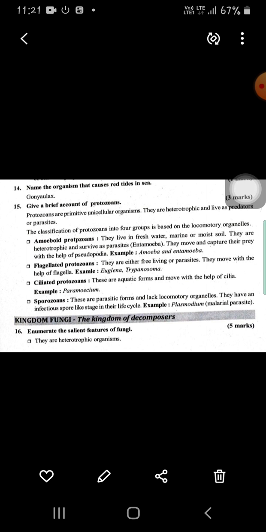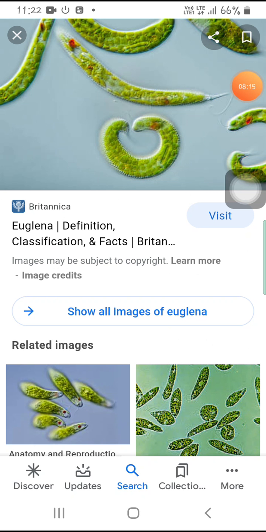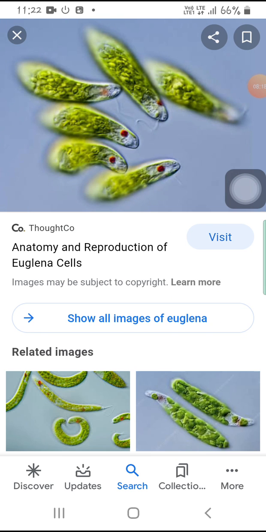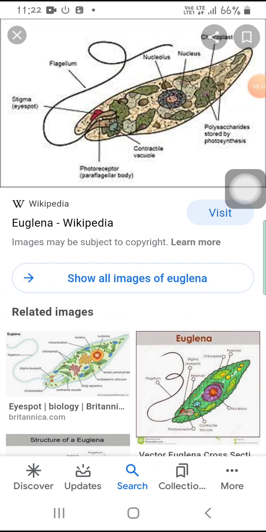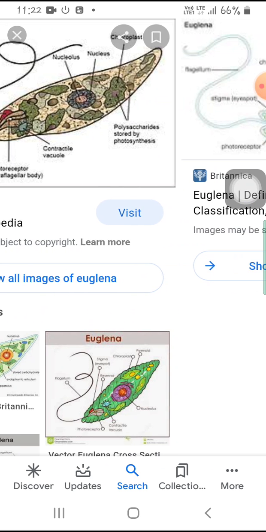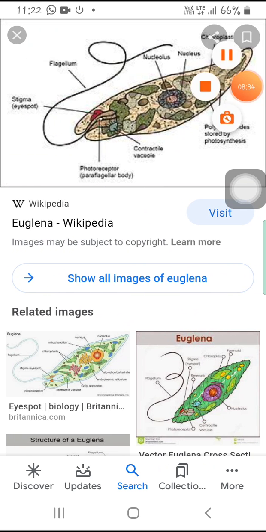Next is flagellate protozoa. They are free living or parasites, and they move with the help of flagella. An example is euglena, which you may also have learnt in your lower classes. The euglena has a flagellum, stigma, nucleus, and nucleolus. It has chloroplast. This is the euglena.